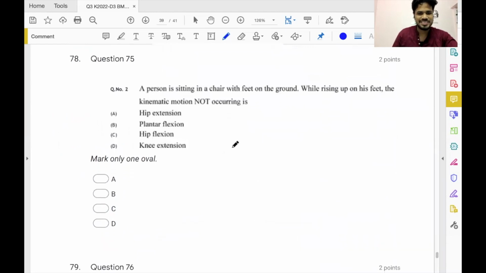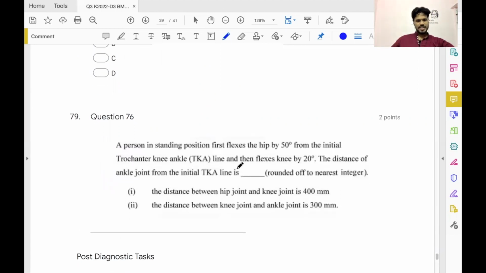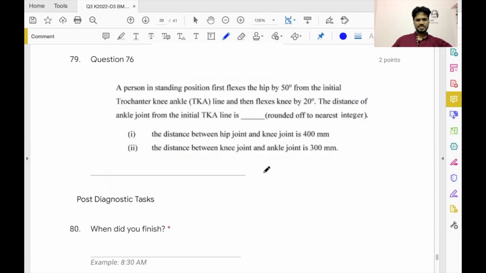Okay. A person sitting. Suppose we are close to function. Sitting, standing, hip extends. The ankle slightly goes this way. There is plantar flexion, mild plantar flexion. If hip extends, flexion cannot happen. Knee extension. Okay, so the answer that is not occurring is this. PKA line, yeah, this we have done 100 times, man.